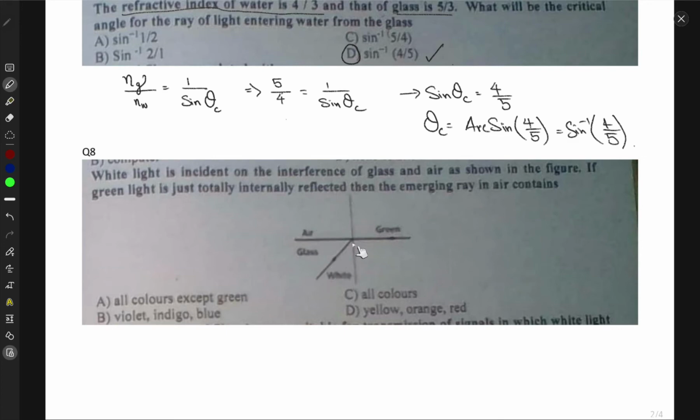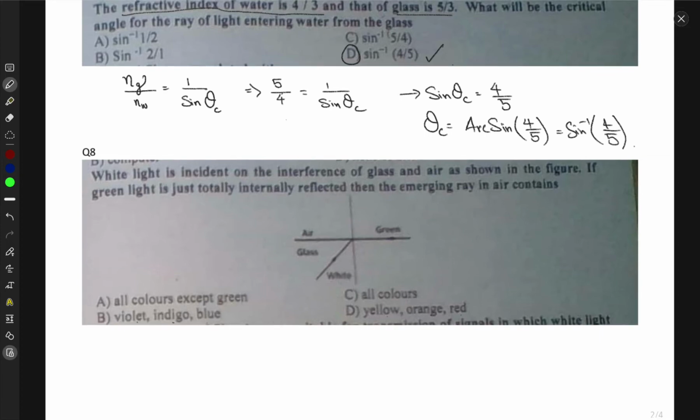So you're throwing white light on a glass, and what's happening is that the green light is totally internally reflected. It's completely internally reflected in the glass, so the green light is kind of eliminated, and then the emerging ray in the air contains... So we want to see what would be contained in the air if the green light is totally internally reflected, which means that it is completely inside the glass now. So we have some options: all colors except green; violet, indigo, blue; all colors; yellow, orange, red.